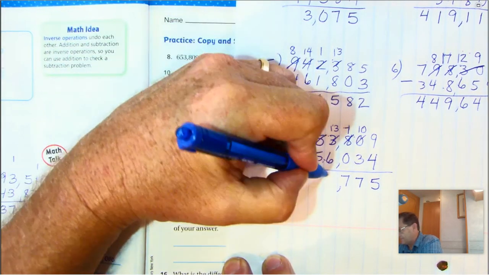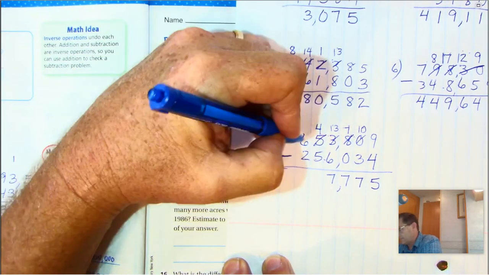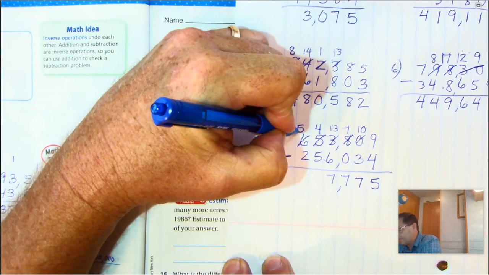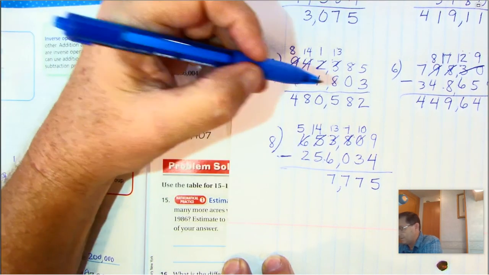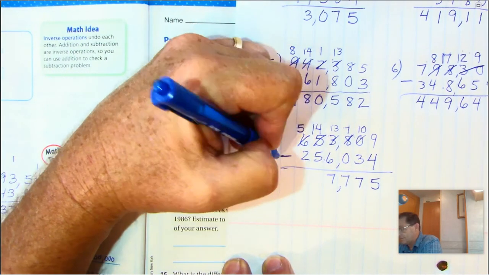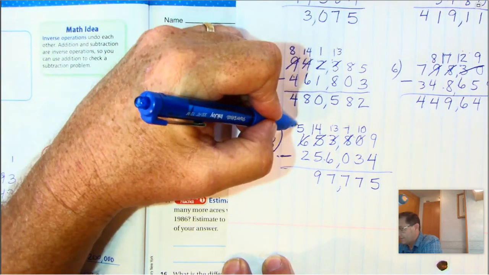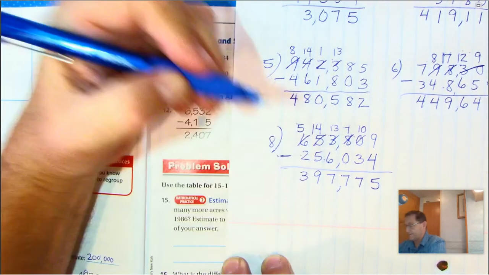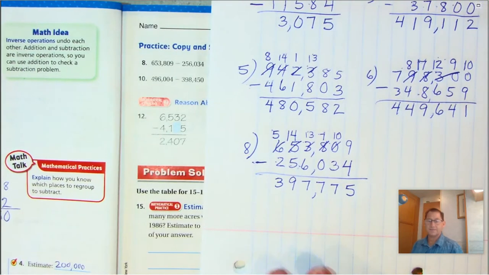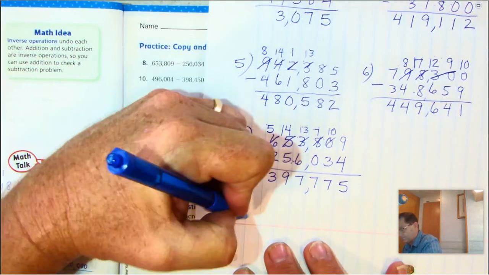13,000 take away 6,000 is 7,000. 4 10,000s take away 5 10,000s. We can't do so. We'll rename the 600,000s as 500,000 and 1 10,000. 14 10,000s take away 5 10,000s is 9 10,000s. 500,000 take away 200,000 is 300,000. So 397,775. Now we need to check our answer.